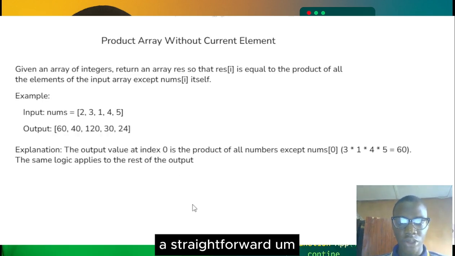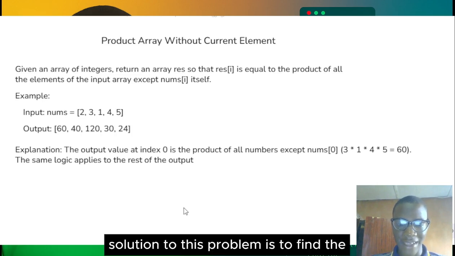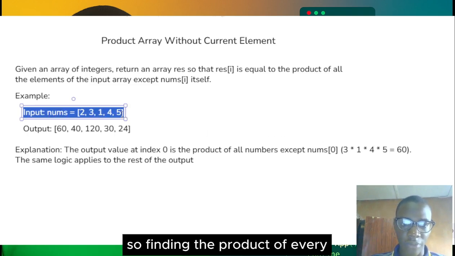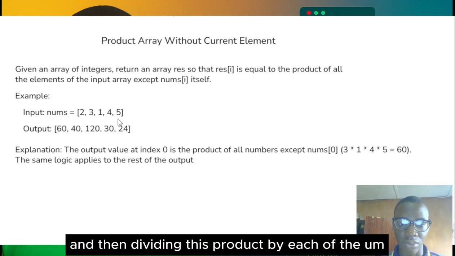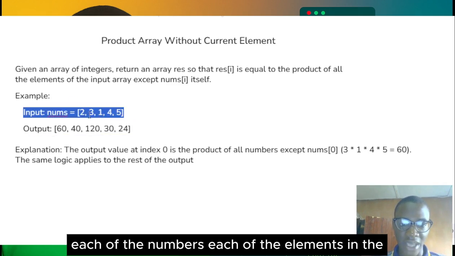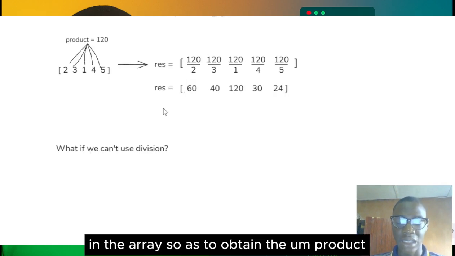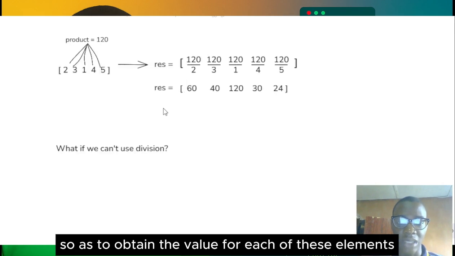A straightforward solution to this problem is to find the product of every element in the array nums, and then divide this product by each of the elements in the array, so as to obtain the value for each of these elements.